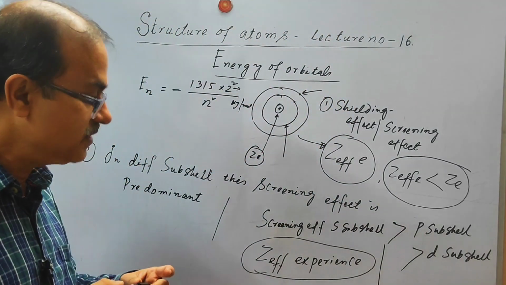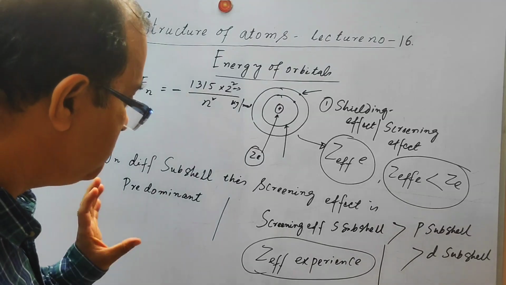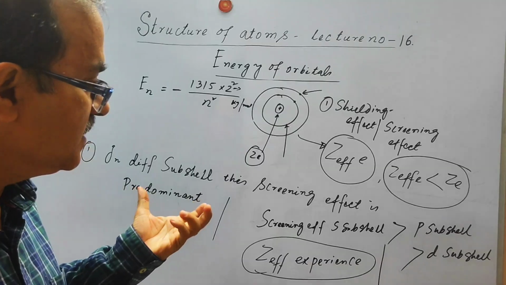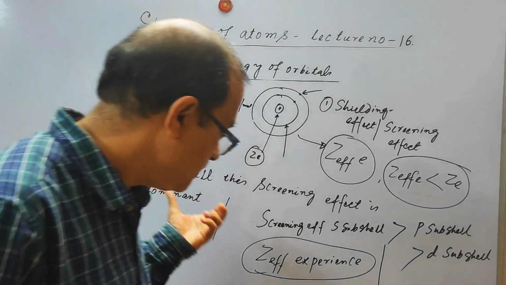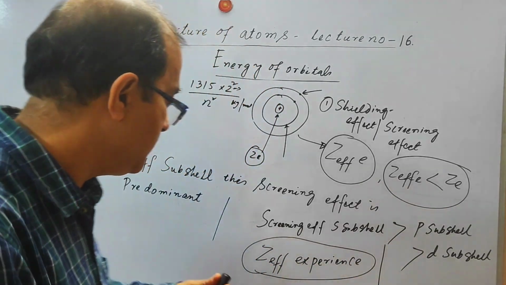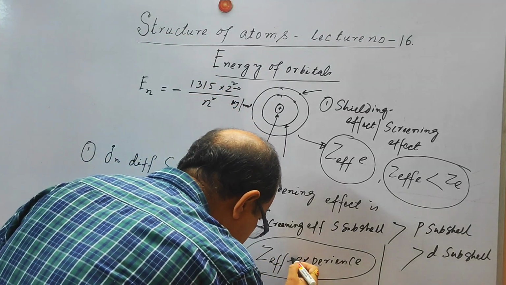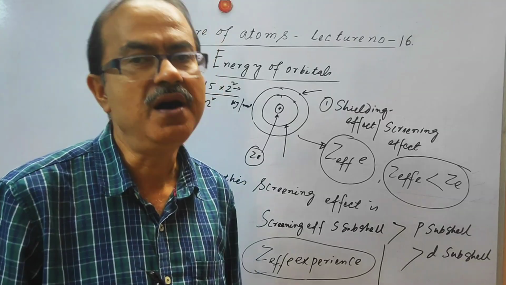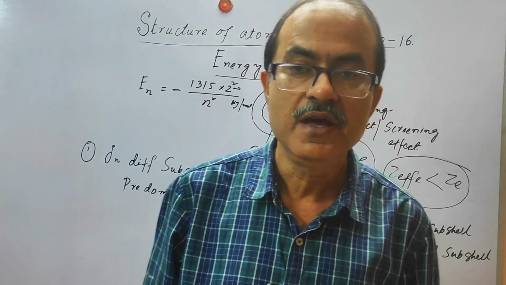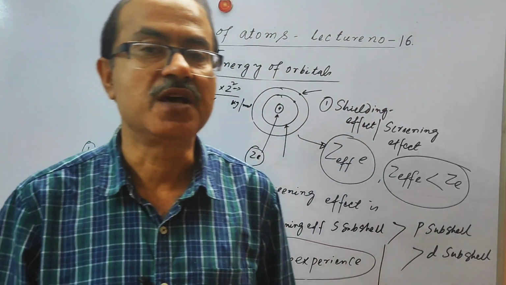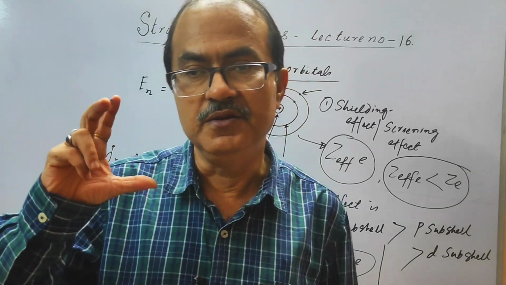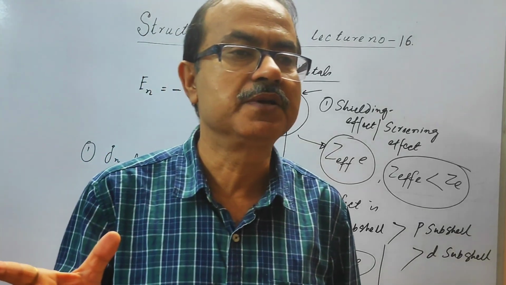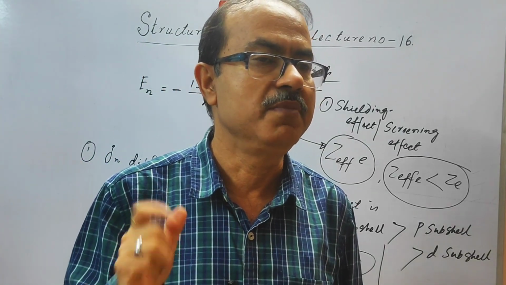So we can see there is a different type of screening effect that impacts the Z effective experienced by the different electrons in the orbitals, and that is the reason multi-electron systems have different energies for the orbitals in the different subshells. That is the main reason.